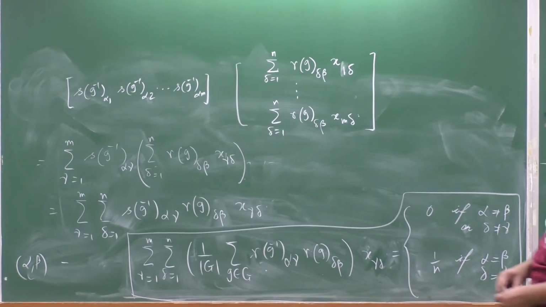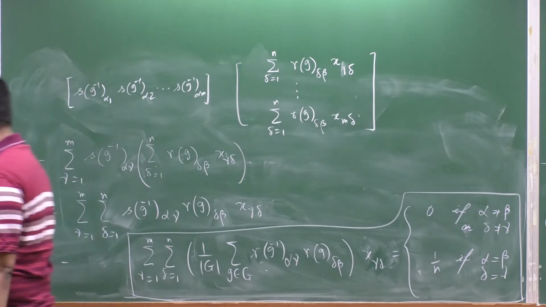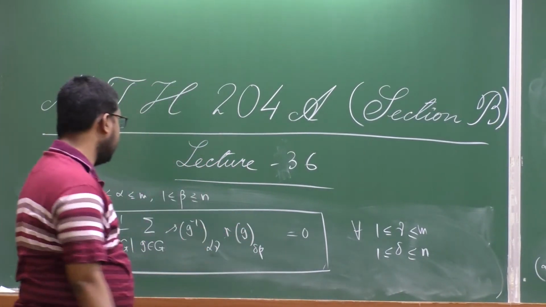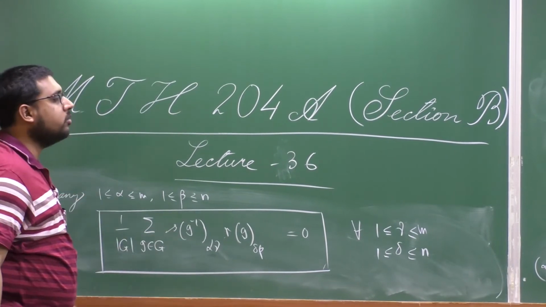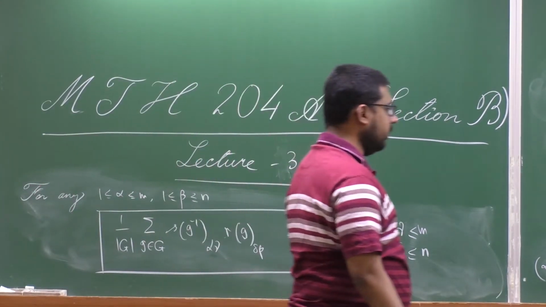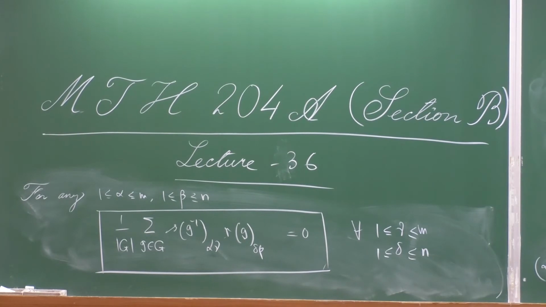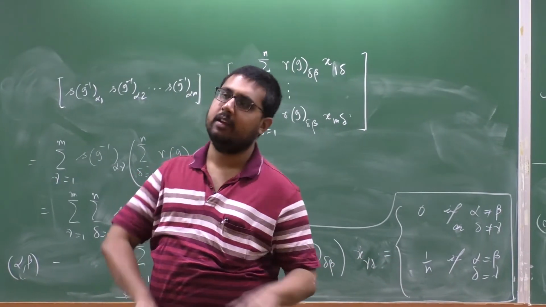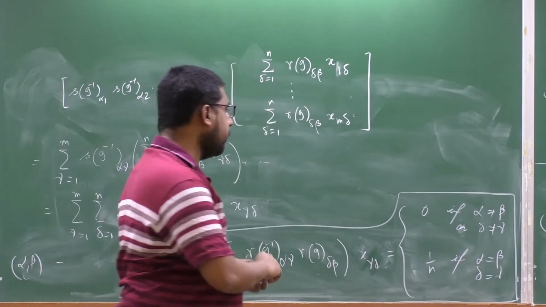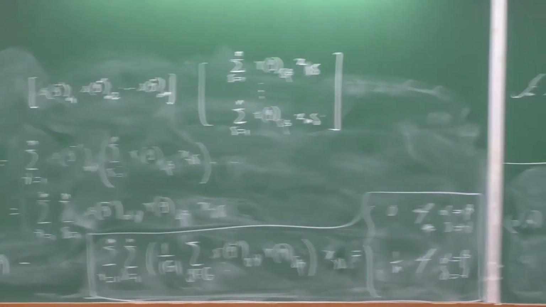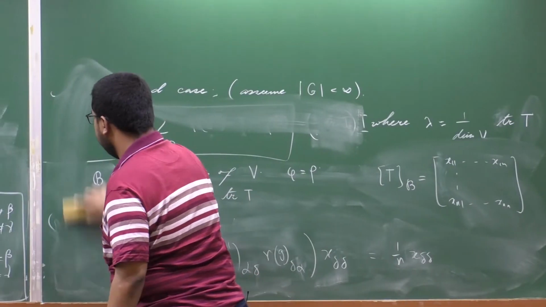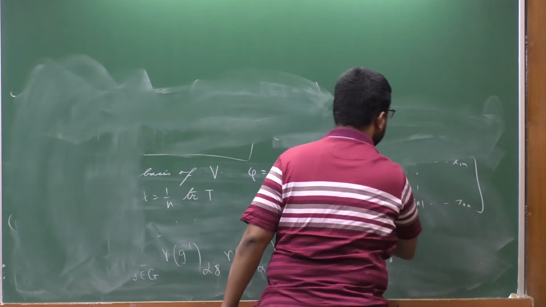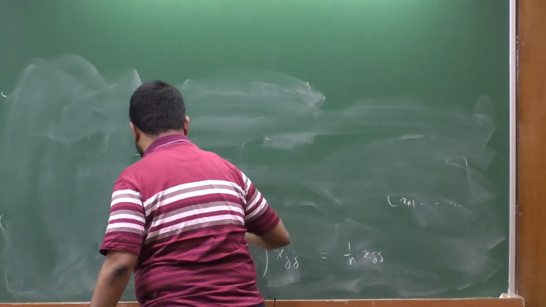Before that, just note that we do have this kind of relations, but if you are working with non-isomorphic irreducible representations, then this is always 0. For the isomorphic situation, only in this case it will survive, and that will be 1 by dimension of V, otherwise it is going to be 0. Now let us come to the main thing that we want to talk about using this, which is called orthogonality relations for characters.